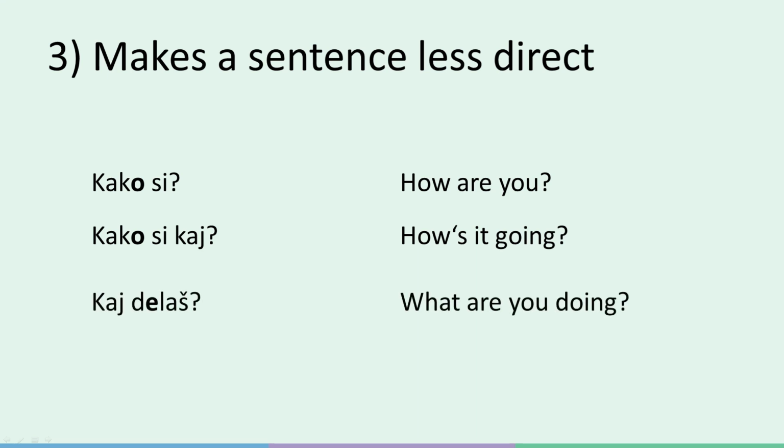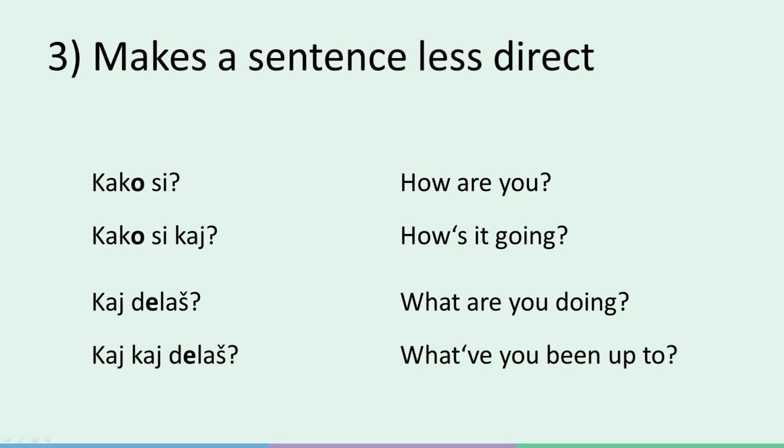If I call someone up on the phone and say kaj delaš, I'm literally interested in what they're doing. It's a straightforward question expecting a straightforward answer. If I add an additional kaj, pronounced kaj in Ljubljana, kaj delaš, I'm still asking what they're doing, but less directly. Kaj delaš refers more to now, and kaj delaš is more general, perhaps covering several hours.